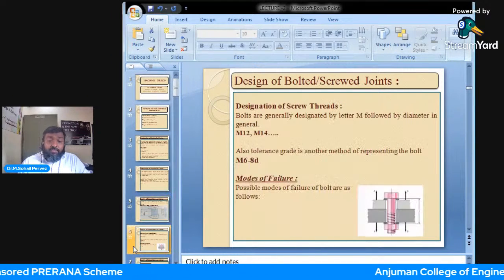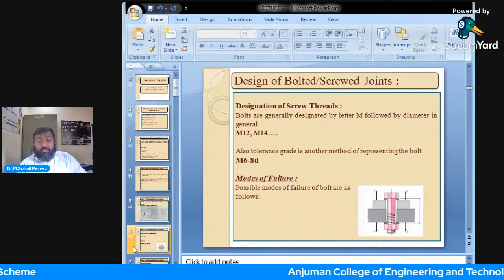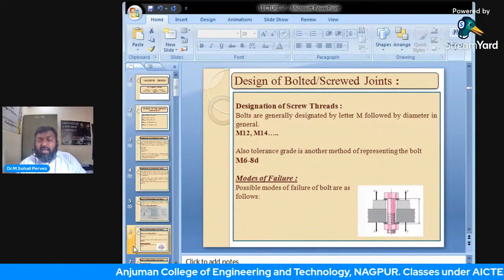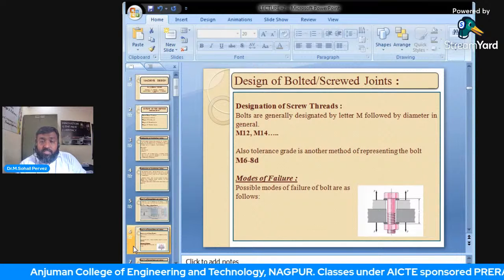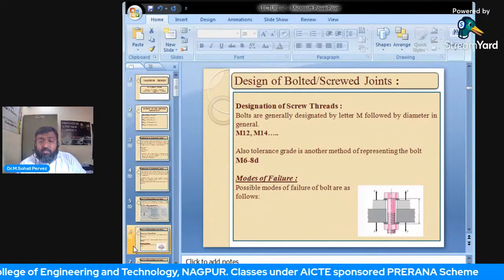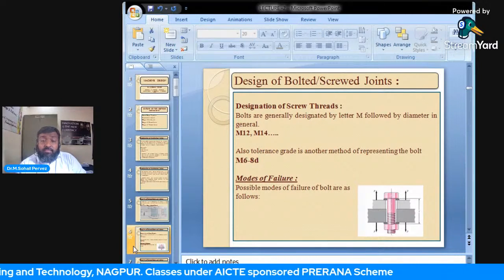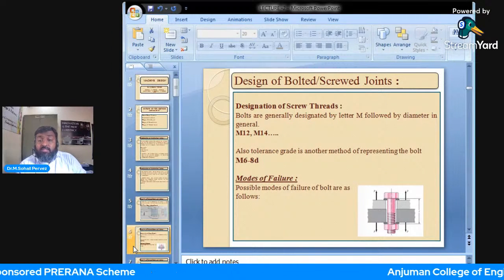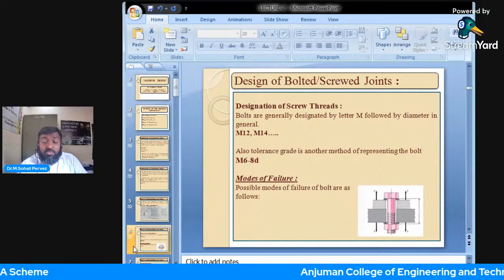So the next is designation. Now generally bolts are designated by the nominal diameter, such as M12, M14, where M stands for nominal diameter. Sometimes tolerance grades are also added. M68D, this includes the tolerance grade.